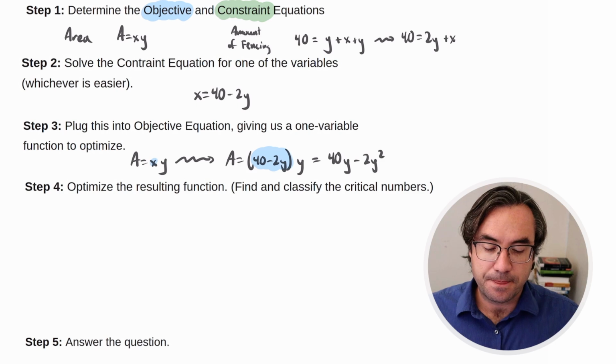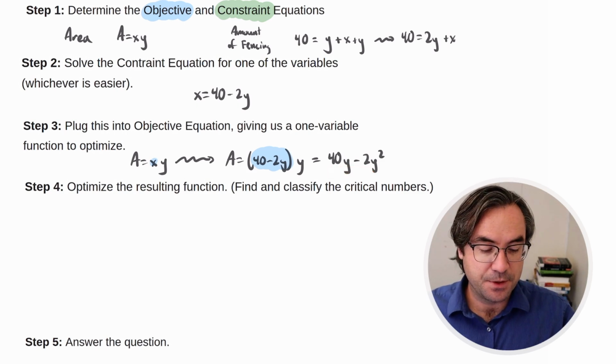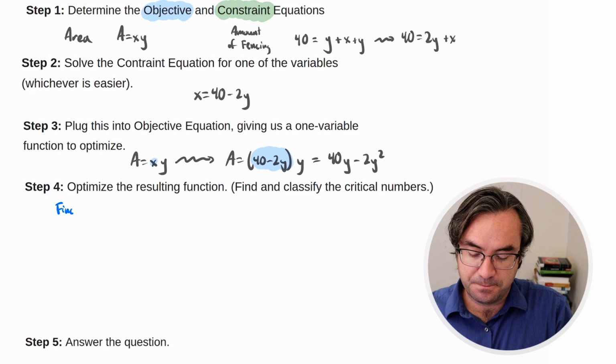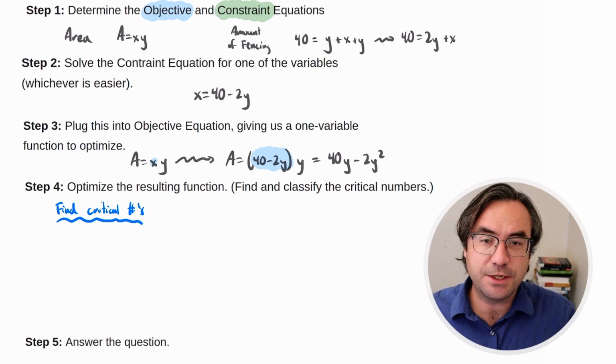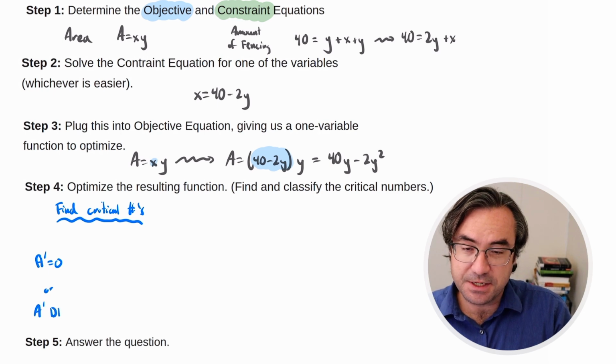All right, so now we're ready. Let's find and classify our critical numbers. So let's start with the finding. And we know for finding critical numbers, there's two ways we can have a critical number. Either the first derivative is equal to 0, or the first derivative does not exist.